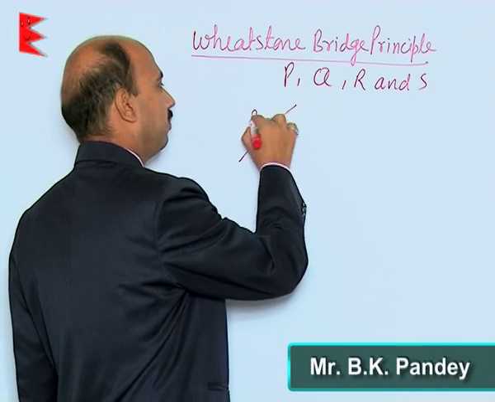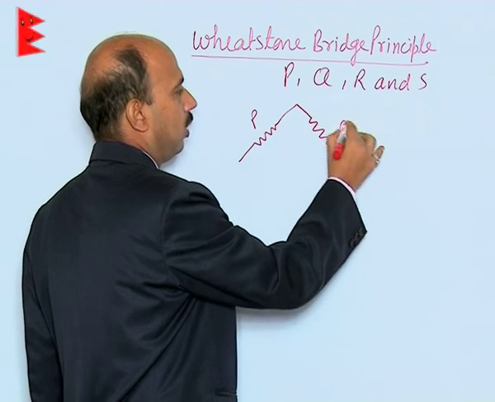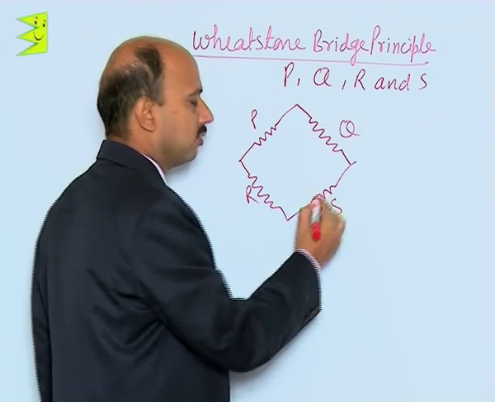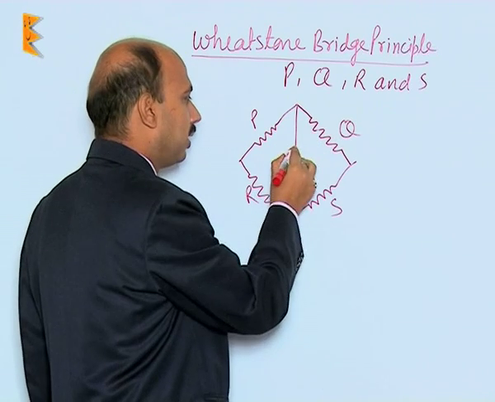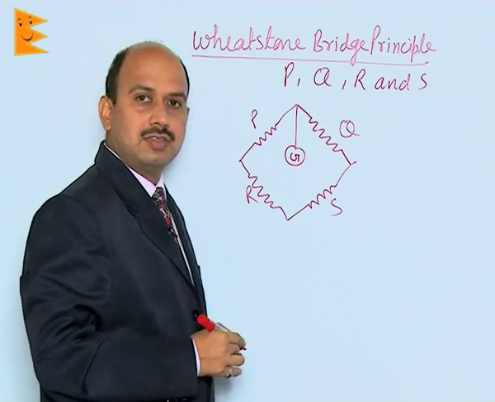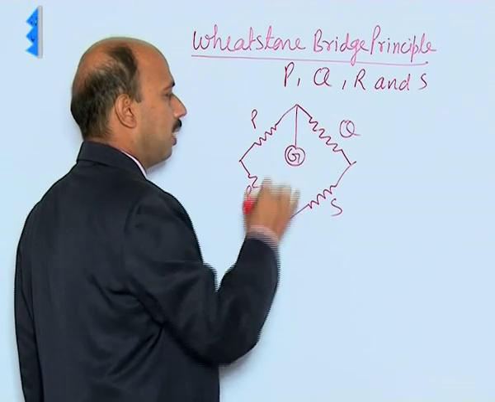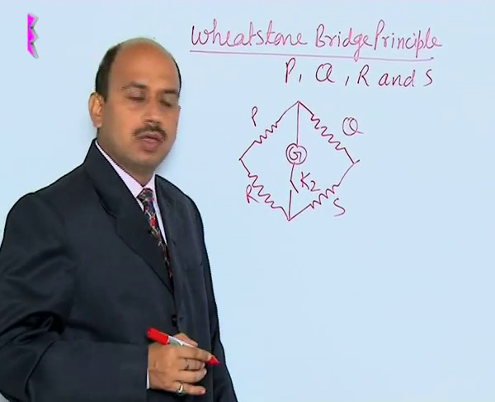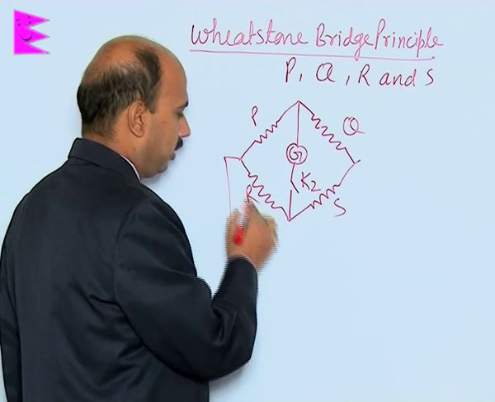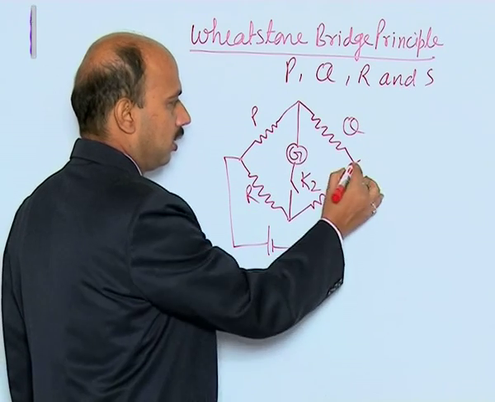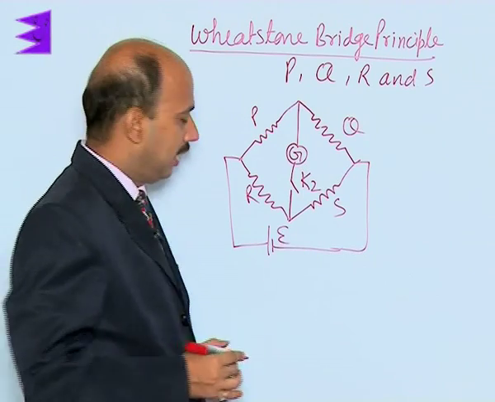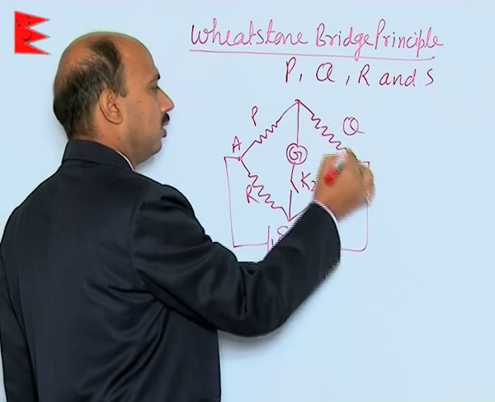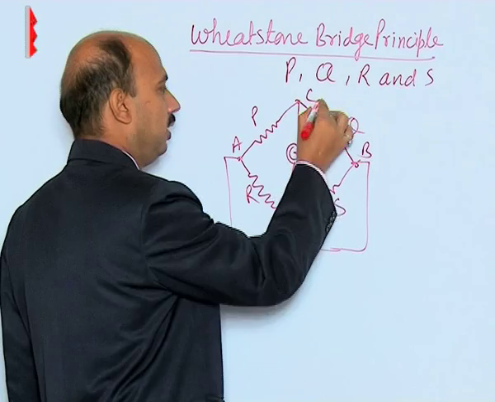Suppose here is P and here is Q, and then there is resistance R, and here this resistance is S, and there is a galvanometer connected here of resistance capital G, and now there is a tapping key. Here we can take K2. Now these two ends are connected to a cell of EMF E and having internal resistance 0. This point we can take A, this is B, this is C, and this is D.